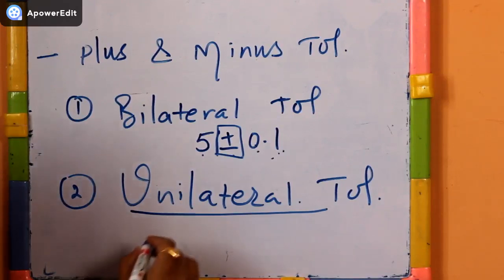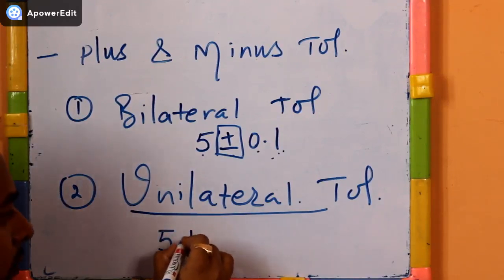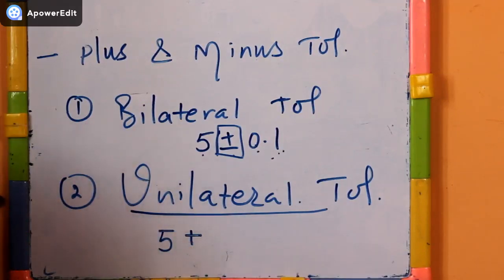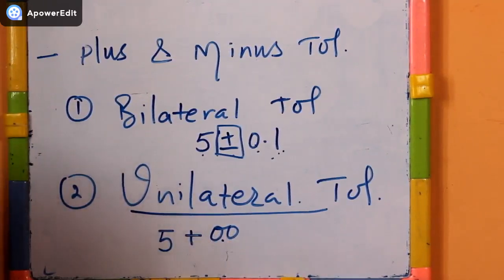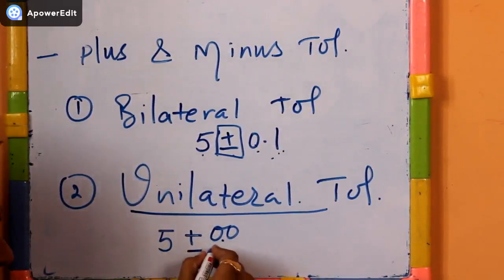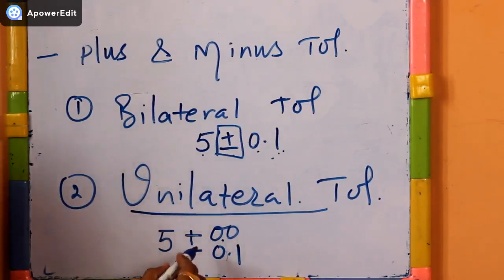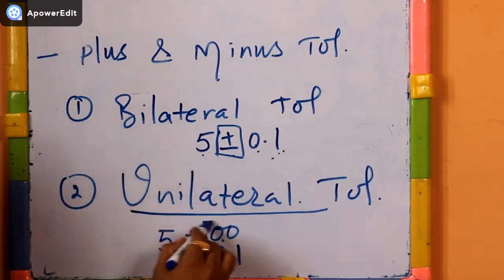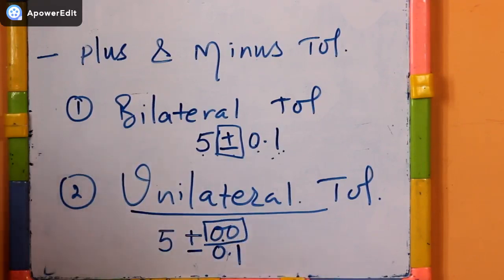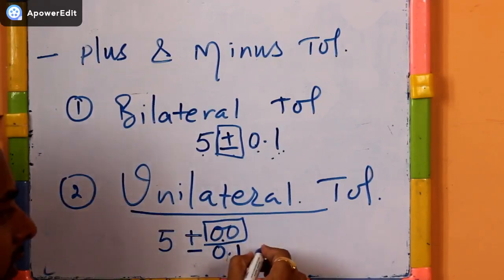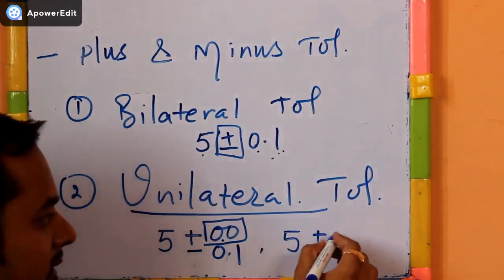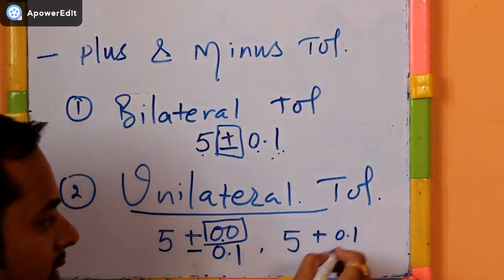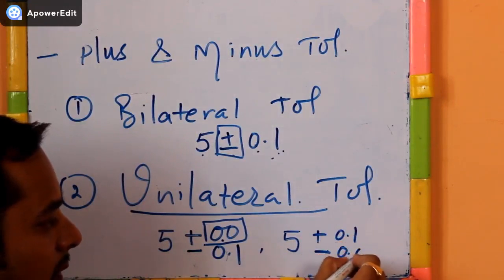So for example, it may be 5 plus 0.1 and 5 minus 0.0. It means that at the same time on one of the sides it will remain 0, or you can consider it as 5 plus 0.1 minus 0.0.